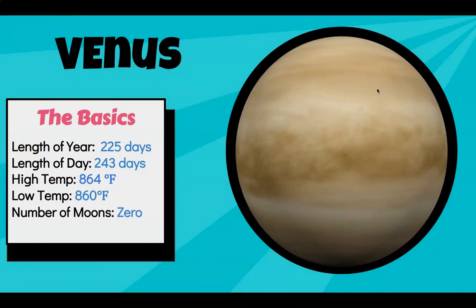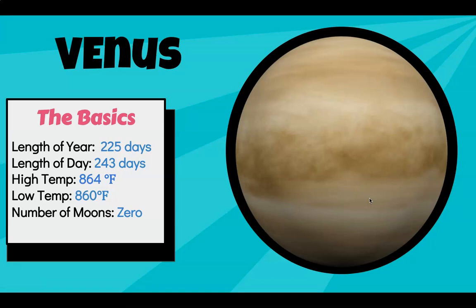Now, Venus is unique in the fact that its length of a day is longer than its length of a year. So it takes 243 days for it to spin around one time. Yet, it only takes 225 days to travel around the sun. So if you were to live on Venus, which again we can't, your year would be shorter than your day.